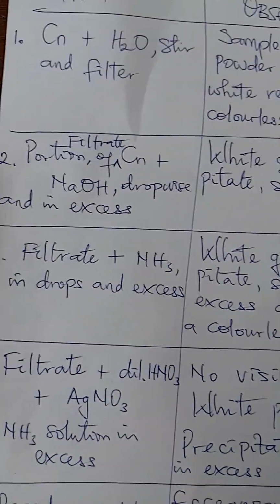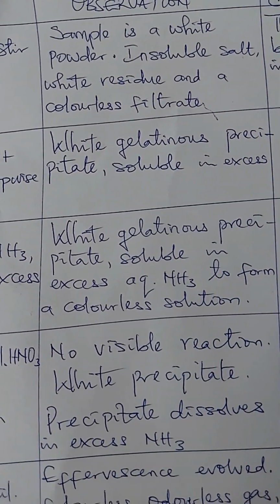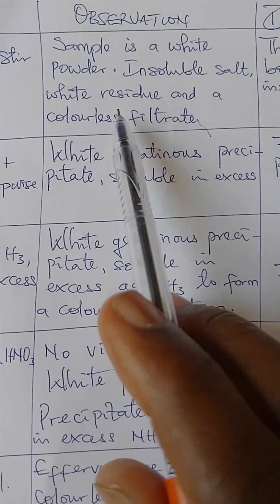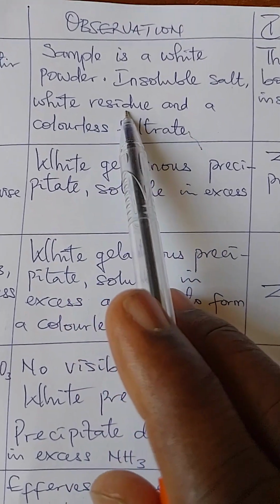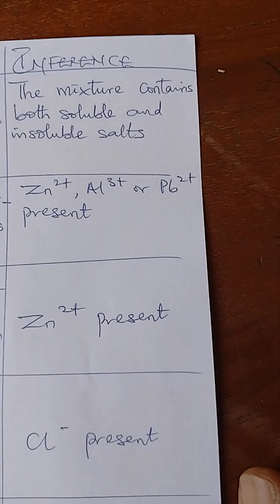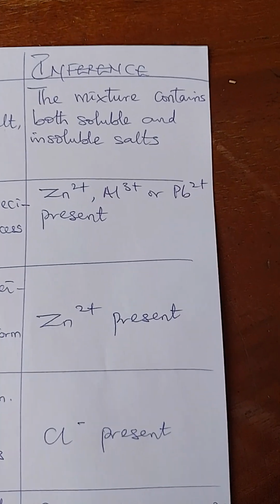All right, and when you filter, you are going to discover that there will be a white residue and a colorless filtrate. And what is the interpretation of that? That's the inference. That will be the mixture contains both soluble and insoluble salts. This is so because some of it dissolved and some didn't dissolve, and that is what gave birth to the filtrate and the residue.